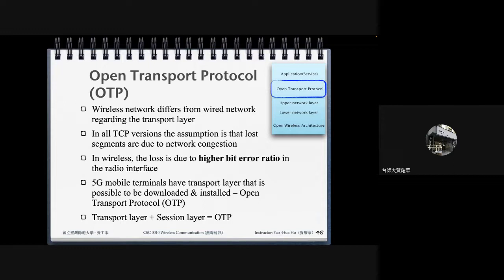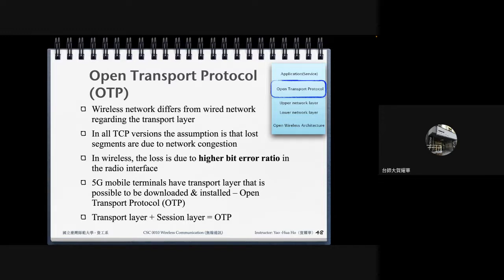The upper layer is TCP, which assumes that a lost segment is due to network congestion, network connection, and so on and so forth. If you've taken networking classes, you should know the TCP/IP layer. I'm going to recap a little if you do not know. I also talk about that a little later in the course. For wireless, the loss might be due to high bit error and radio interference.